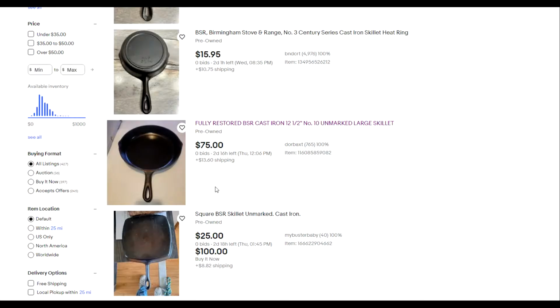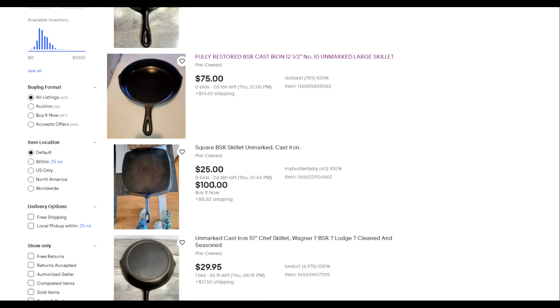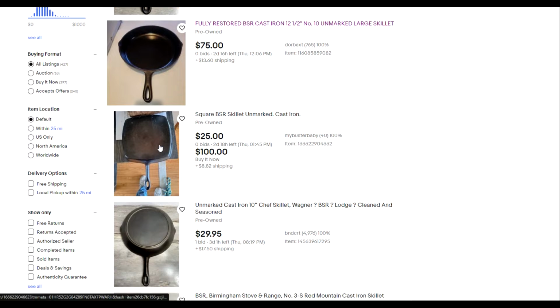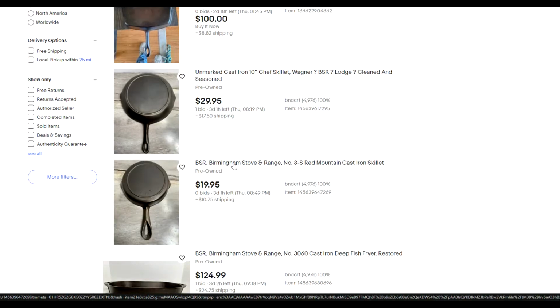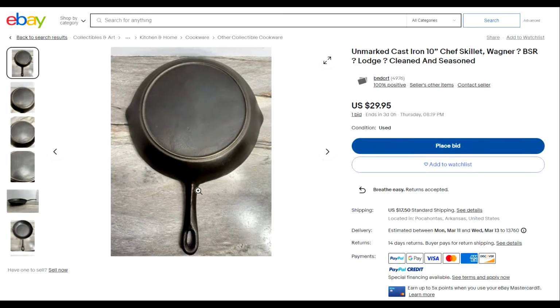Rather than just waste your time, and hopefully in order to keep your interest, here's a square skillet, although he's hoping for bids to go up to as high as $100. So, if anybody wants to, a 10-inch chef skillet. Oh, this is interesting. 10-inch chef skillet, except this is definitely BSR, only this guy doesn't know it. Let's take a look at this one. Here's something actually interesting. This is definitely a BSR chef skillet. You can tell by the handle here, even though it is completely unmarked.